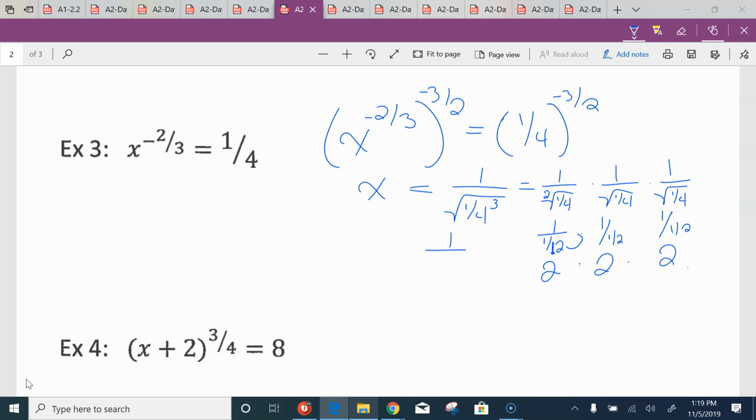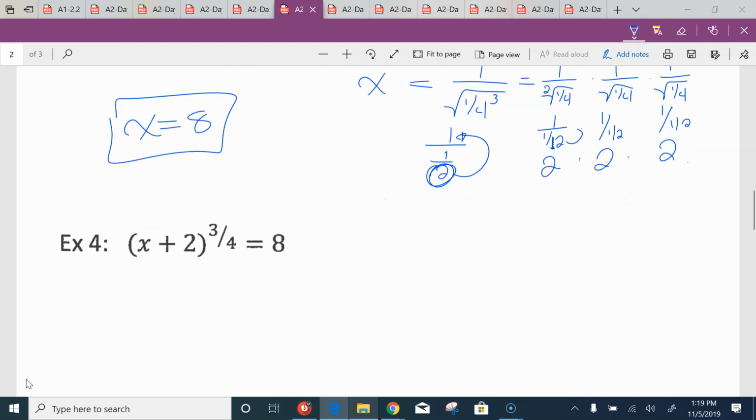You have a fraction divided by another fraction. This goes up to the top. That's what's happening here. So 2 times 2 is 4. 4 times 2 is 8, so I get an answer of x equals 8. Moving on to number 4.